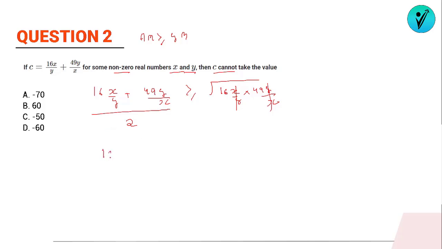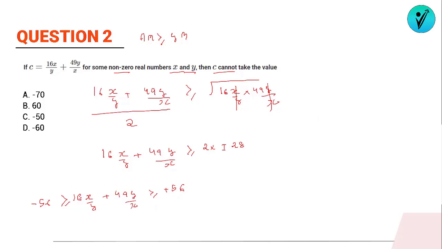So we'll have 16x upon y plus 49y upon x should be greater than or equal to, if you solve, it will be 4 and it will be 7. So 7, so it will be 2 into plus minus 28. Okay, so we can say that 16x upon y plus 49y upon x is lesser than or equal to minus 56 and is greater than or equal to plus 56. So 16x upon y plus 49y upon x should be lying in this range.